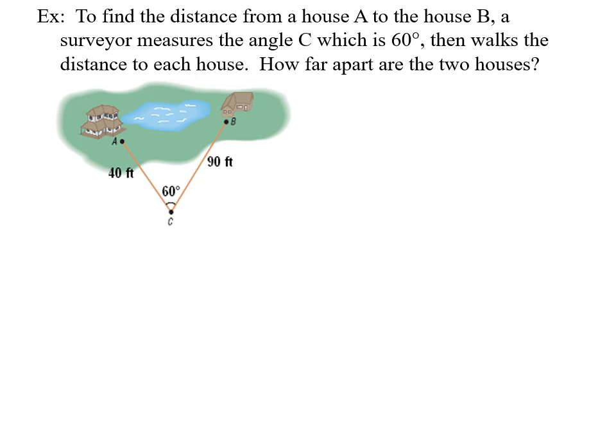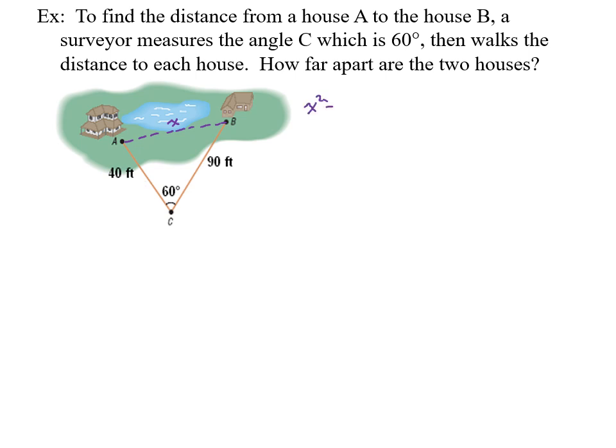So, like in this problem, to find the distance from house A to house B, a surveyor, instead of going across the lake, measures from a distance of 40 feet from the house on the left, 90 feet from the house on the right, to get an angle of 60 degrees apart. How far apart are the two houses? So what we're looking for is we want to connect these two dots here and find this distance. That is the law of cosines.